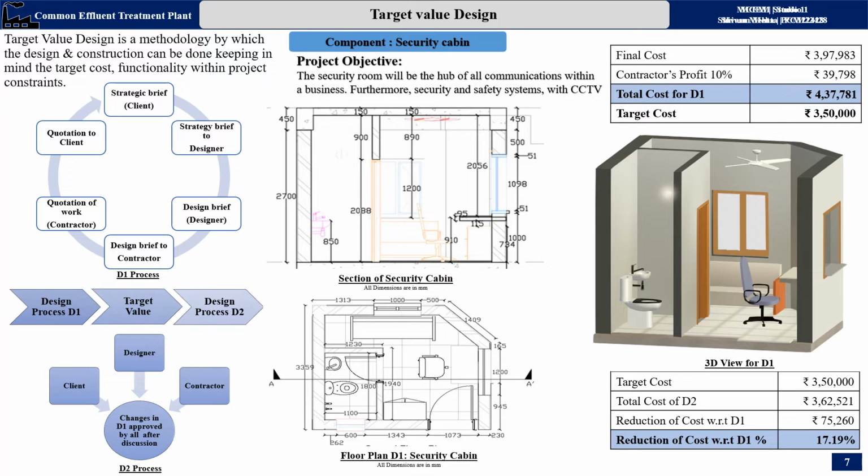Now for D2, the client, designer, and contractor will sit together. In D1, they were working separately. Now in D2, all will come together and work on it. So as per the changes in D1, they will discuss and make the changes. And the D2 cost was 3,62,521. The amount reduced with respect to D1 was 75,260. The reduction was 17.19 percent.